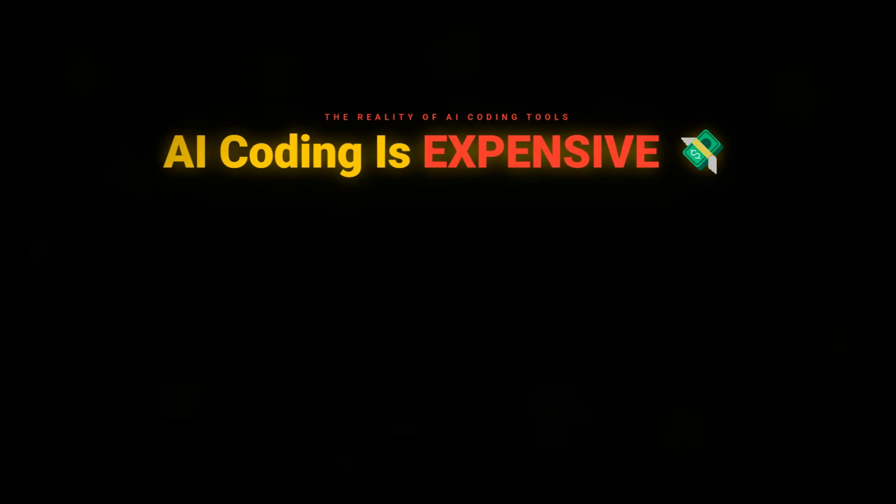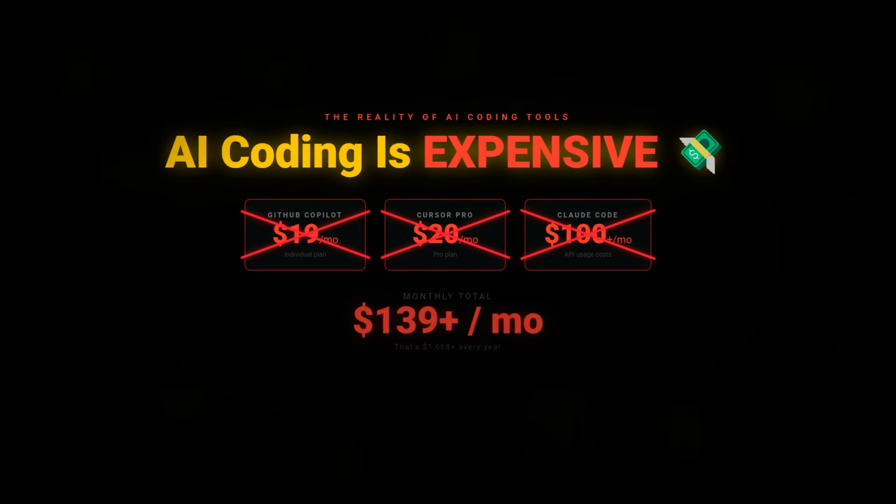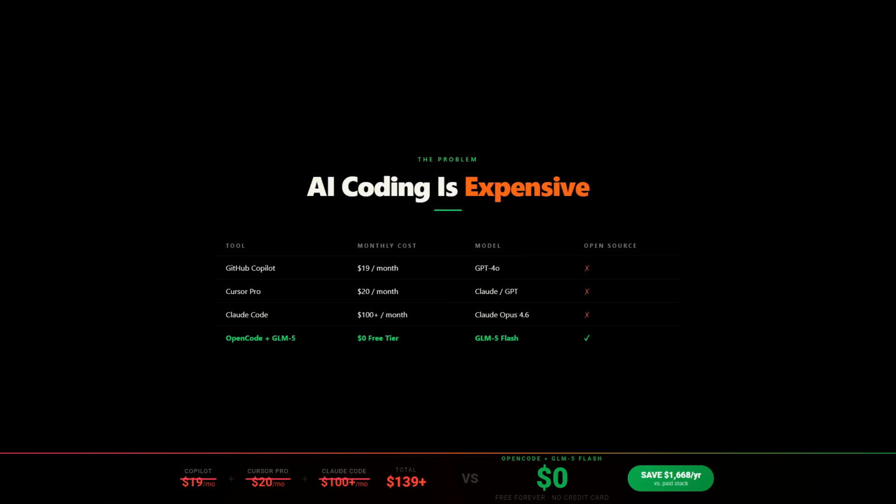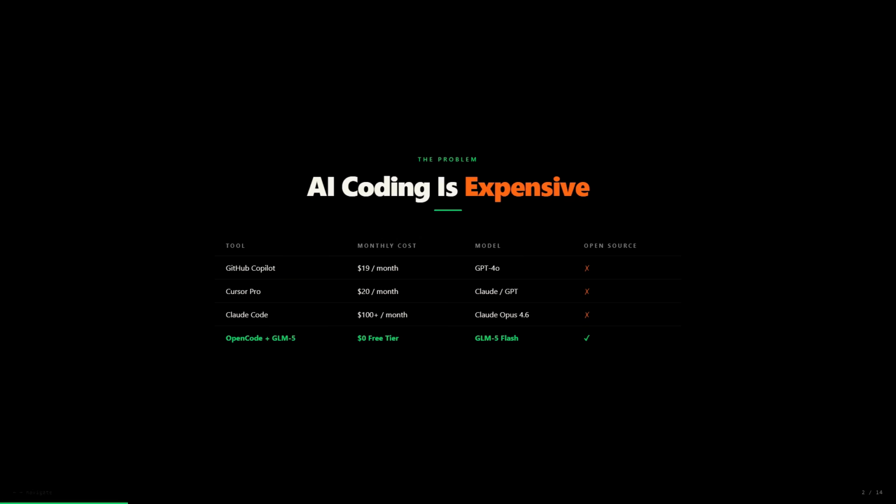Here's the problem. AI coding tools are expensive. GitHub Copilot runs $19 a month. Cursor Pro is $20. Claude Code can hit $100 or more monthly. That adds up fast, especially if you're a solo developer or just getting started. But there is a $0 option that's just as capable. OpenCode paired with GLM-5 Flash is completely free.